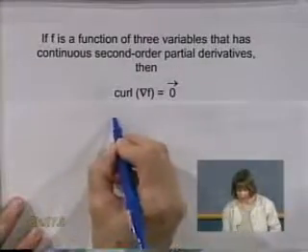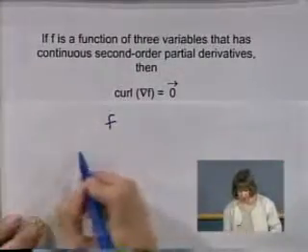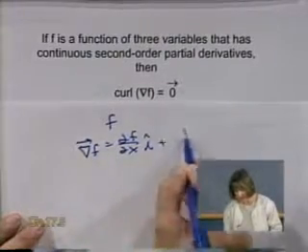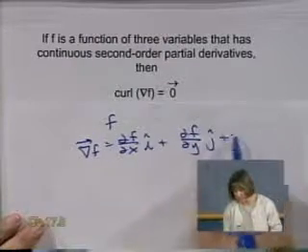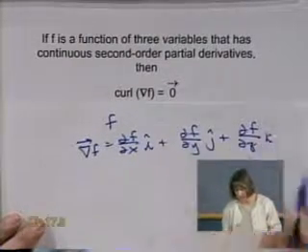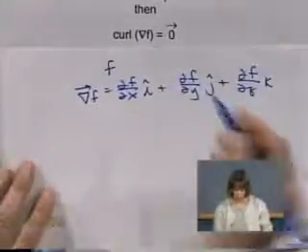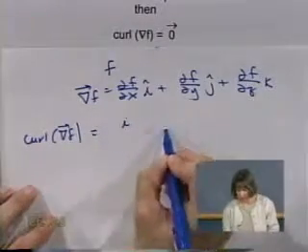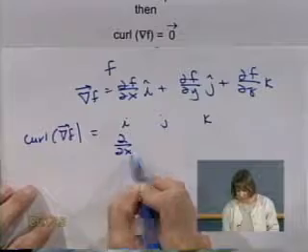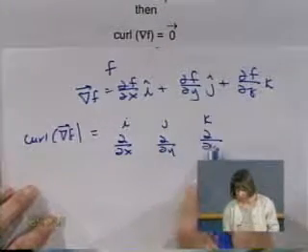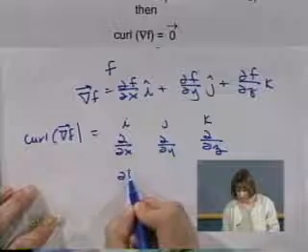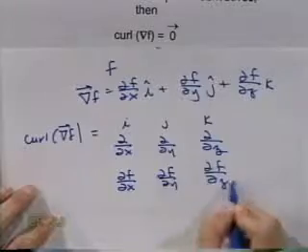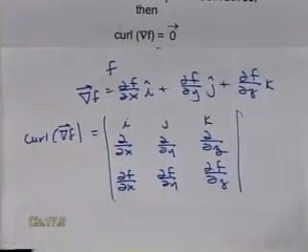Okay, well, if f is some scalar function, the gradient of f, again, is the partial of f with respect to x times i, plus the partial of f with respect to y times j, plus the partial of f with respect to z times k. Now, if we want to get the curl of the gradient of f, we go i, j, k, partial with respect to x, partial with respect to y, partial with respect to z. And here we have partial of f with respect to x, partial of f with respect to y, partial of f with respect to z. Right? That's how you take the curl of something. But you feel it.